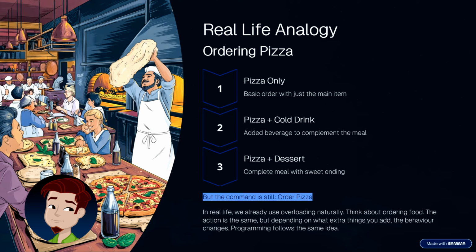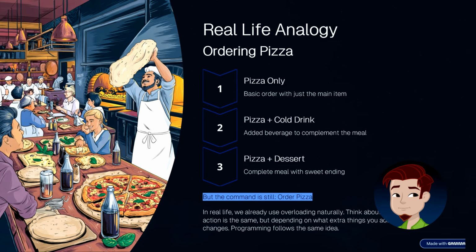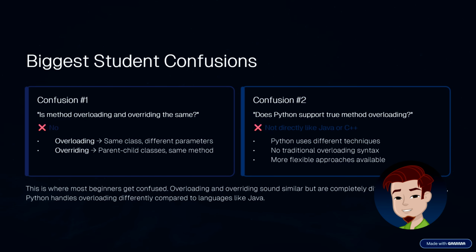This is the section where most beginners get confused. The first confusion is, method overloading and method overriding are not the same thing. Overloading usually happens in the same class. Overriding happens between parent and child classes. The second confusion is, does Python support true method overloading directly? And the answer is no. Languages like Java and C++ support true method overloading directly, but Python handles it differently.